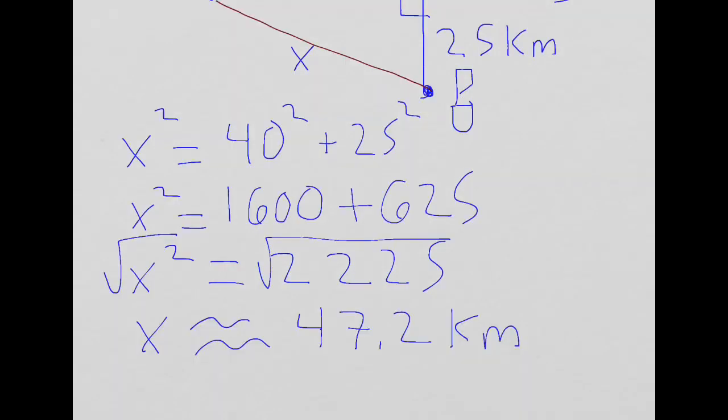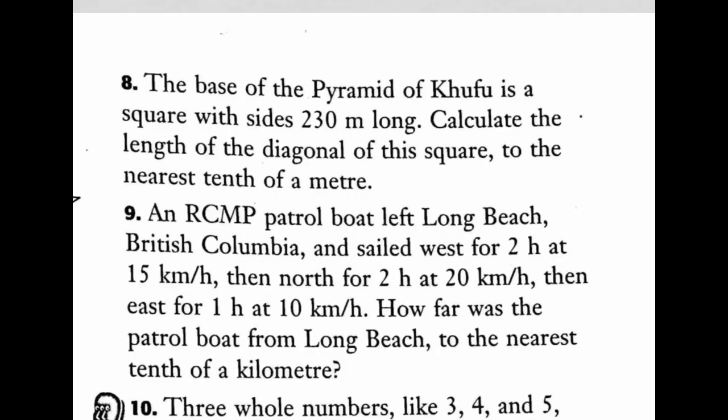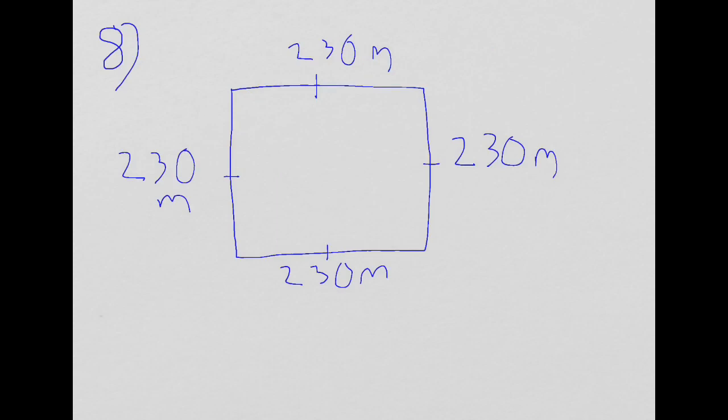Now, let's go back to the problem. It says calculate the length of the diagonal of this square to the nearest tenth of a meter. All right, so diagonal. That's exactly what it sounds like. The diagonal of a square, there's actually 2 of them, and it goes from one corner to the other. So I'm just going to draw one of them. That's not very good. Sorry, I'm having some trouble here. There we go, that's better. The diagonal goes from one corner to the other.